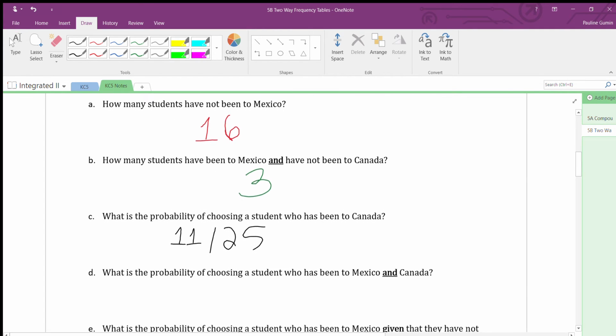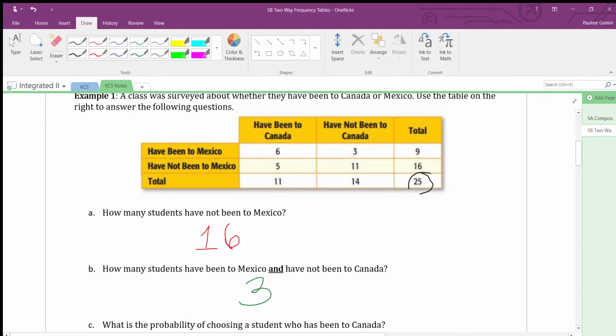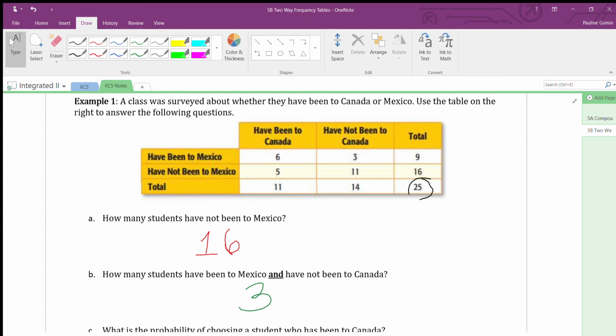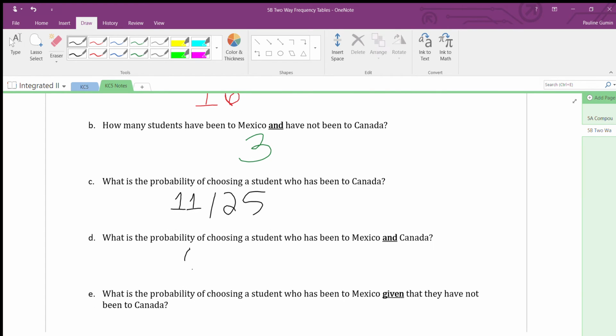Now, lastly, I'd like to look at this portion of the problem. What is the probability of choosing a student who has been to Mexico and Canada? Well, let's take a look at has been to Mexico, that's the first row. Has been to Canada, that's the first column. They meet right there. 6 out of a total of 25 students have been to Mexico and Canada.